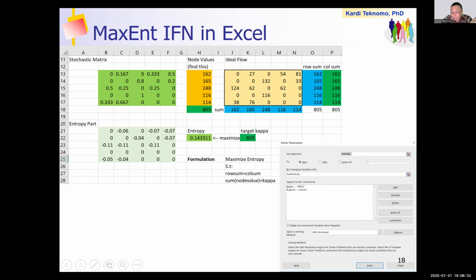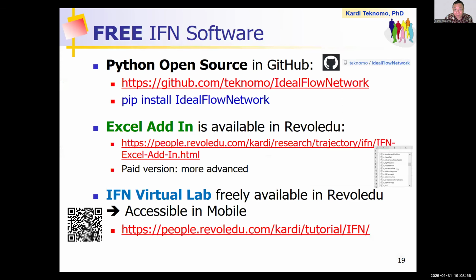Yeah, and then subject to kappa being the total flow in the network, and then the next is the row sum should be equal to the column sum. Right? Should be premagic. And you see, I just copy here. And then once you run this, you will get the IFN exactly. Okay, so you can do this in Excel. Another way, if you don't want to use Excel, we can also use Python. Okay? There are also Excel add-ins in Revelador that you can download. Okay, and there is also a virtual lab that you can use, accessible on mobile. Okay, so all of you.